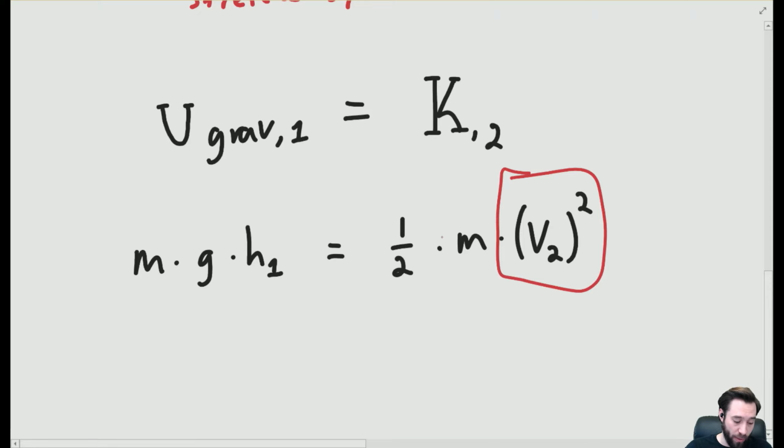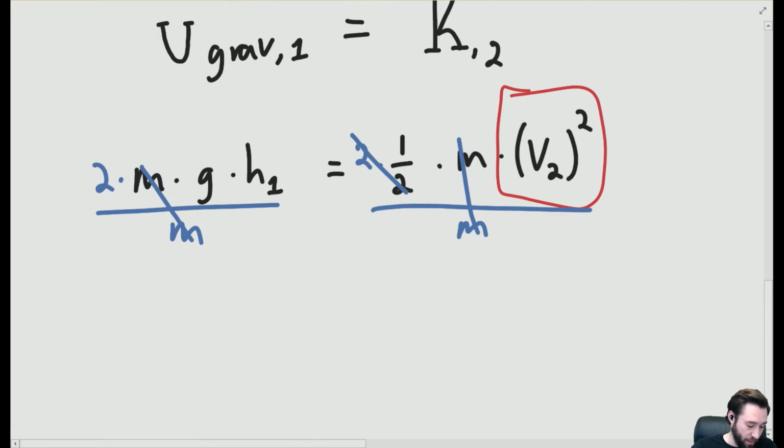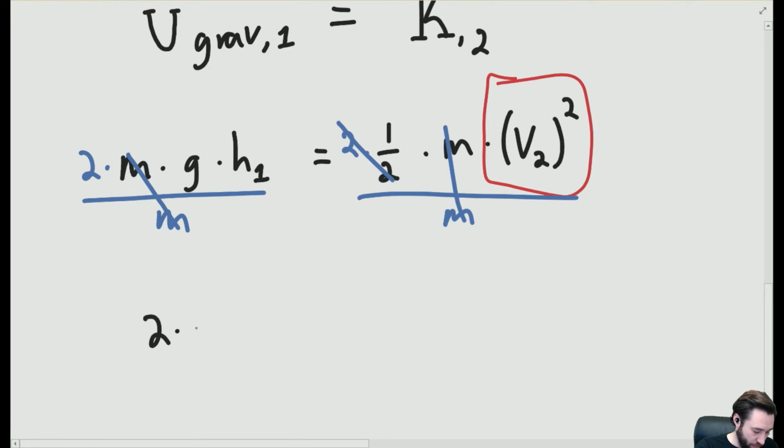So I want to get rid of the 1/2 and I want to get rid of the mass over here. In order to do that, I can multiply by 2, and that would cancel out the 2's here. If I do that on the right side, I do it over here. And then I want to divide by m. So divide that whole side by m. It cancels over here, cancels over there. So what I end up with right now is 2 times acceleration due to gravity times the height at state 1, and that equals v2 squared.